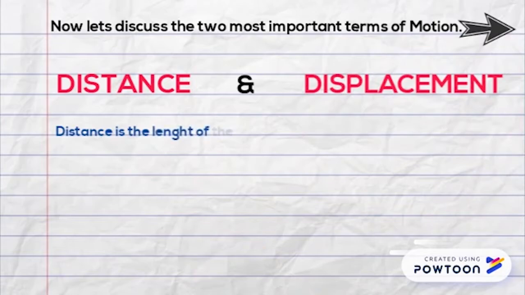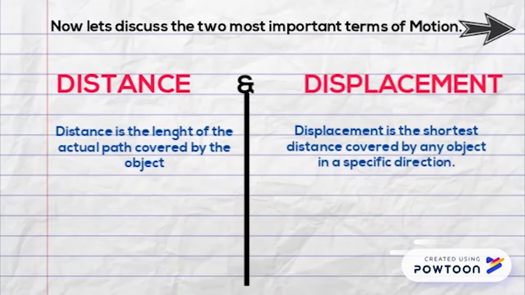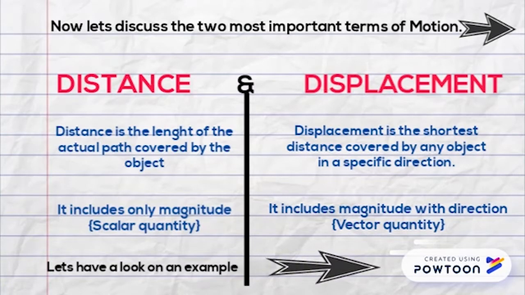Distance is the length of the actual path covered by the object, while displacement is the shortest distance covered by any object in a specific direction. Distance includes only magnitude, while displacement includes magnitude with direction. Let's have a look on an example.